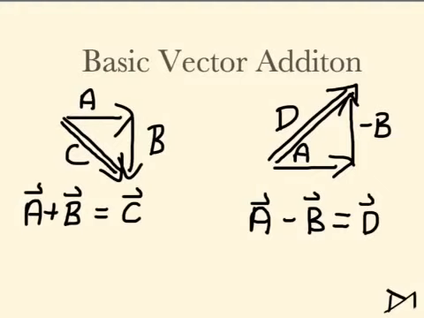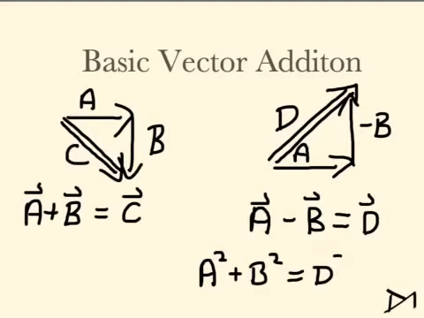So we see vector A plus vector B equals vector C. Vector A plus the negative of vector B, or A minus B, is equal to a different vector D. Notice C vector and D vector aren't the same vector. They point in different directions.